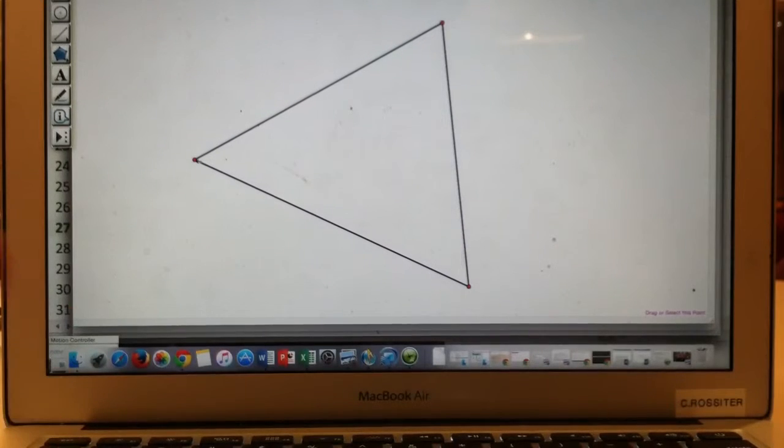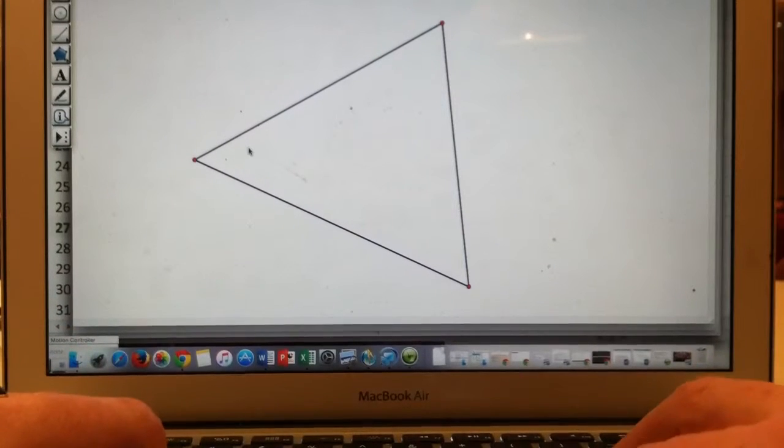Sometimes the point for a circumscription will be outside the triangle, sometimes it'll be in it, sometimes it'll be on it, depending on whether you have an obtuse angle in the triangle, a right angle, or if all the angles, like in this case, are acute.